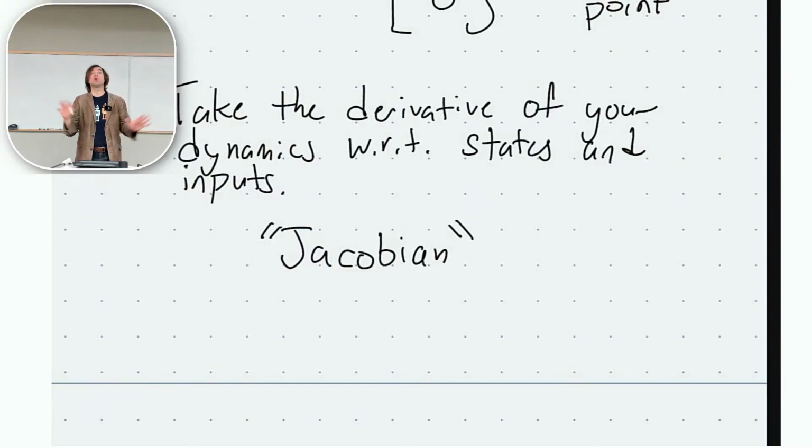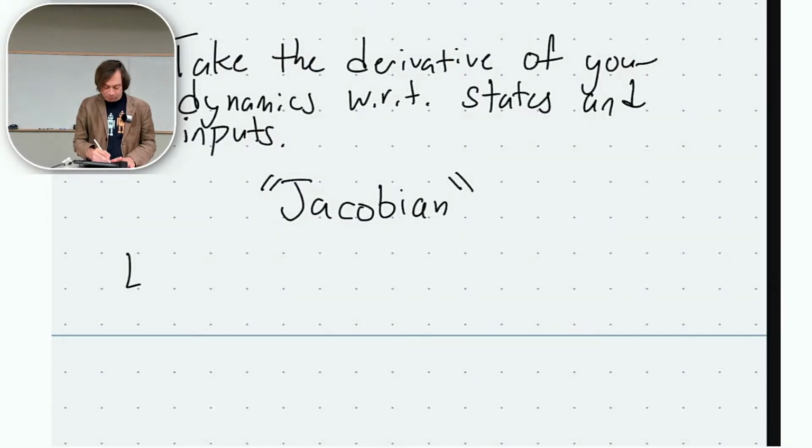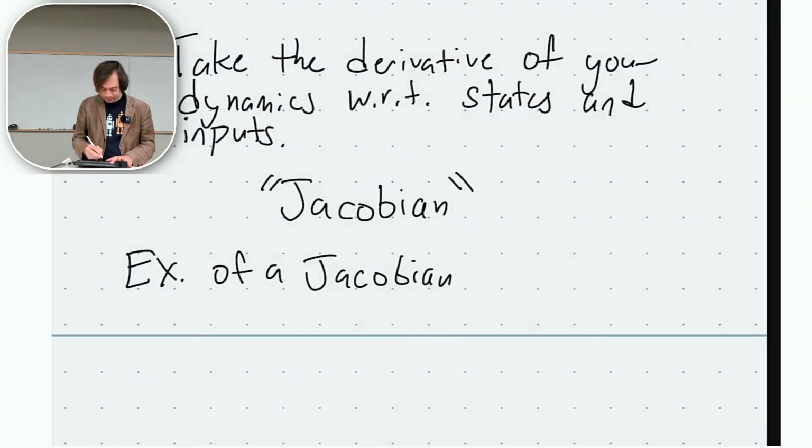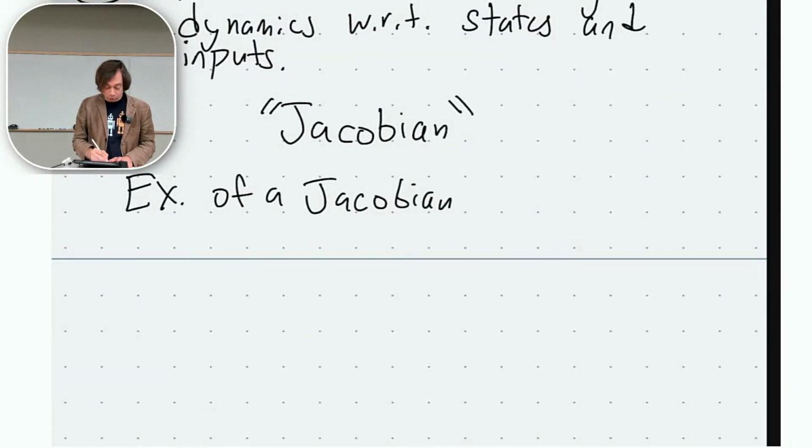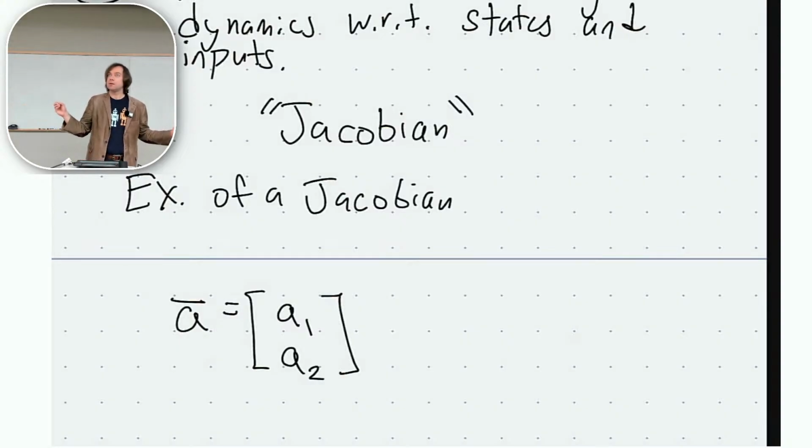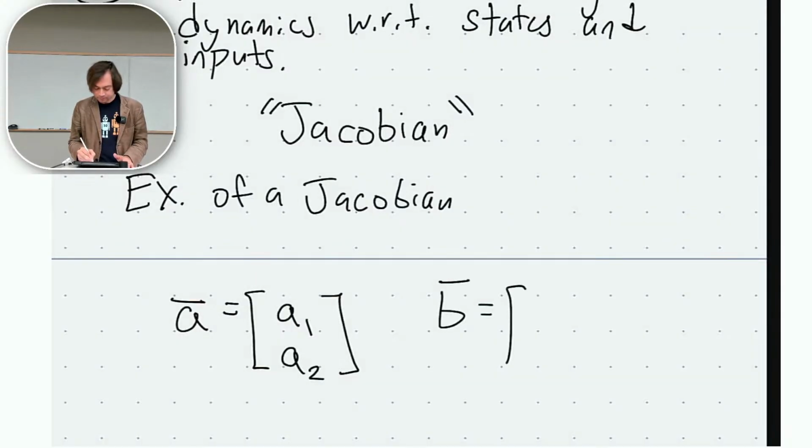You like derivatives? Here's multiple derivatives. So for instance, here's an example of a Jacobian. Let's create a vector we'll call A, and it contains A1 and A2. No time involved. This is just a vector. And another vector, b, contains b1 and b2.